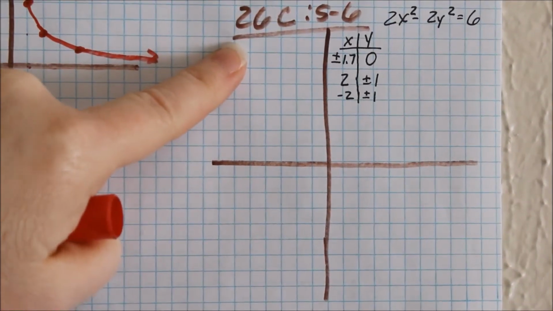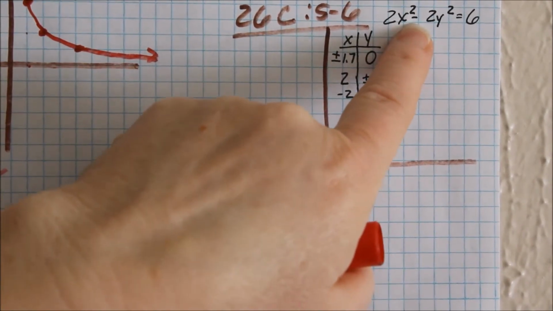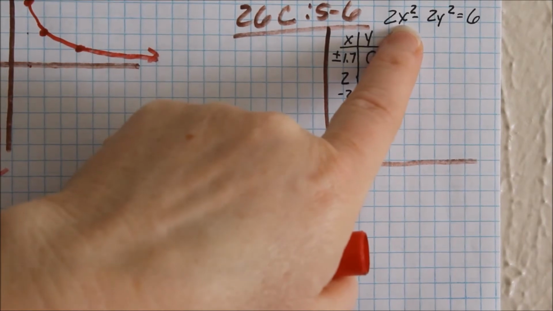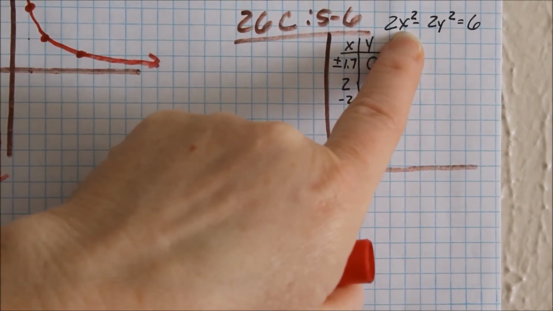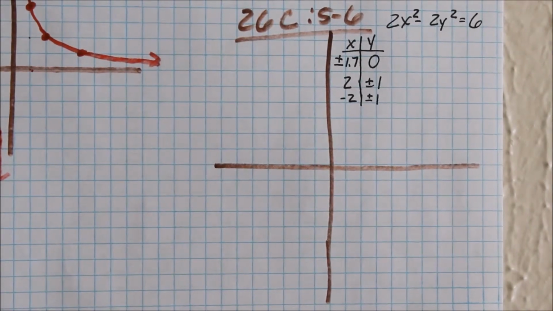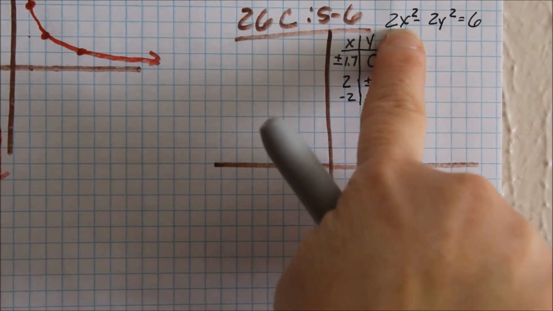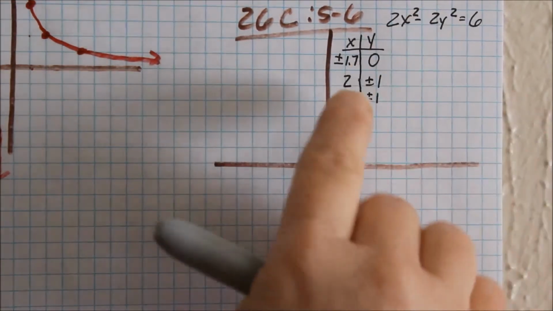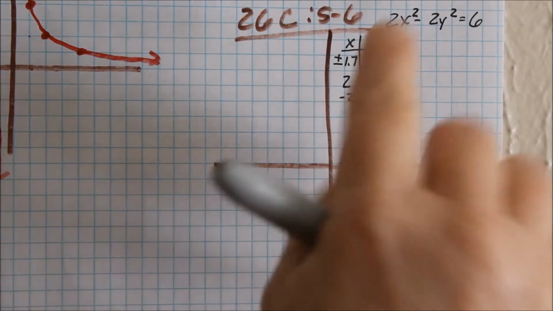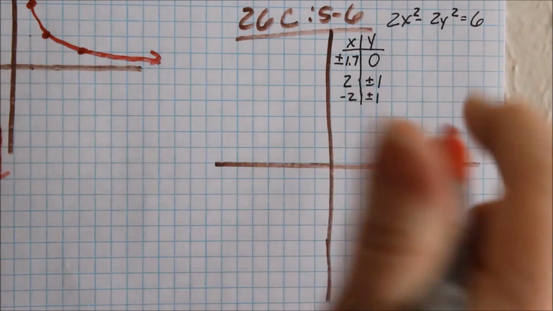Okay, now we're graphing 26C, 5 and 6. Our equation was this: 2x squared minus 2y squared equals 6. When your x squared term is first, that tells you that it's going to be a C and a backward C. And you had to determine where you are crossing on the x-axis. The x squared term is first, so you're going to cross on the x-axis. So that's when y equals 0. So we found that we're going to cross the x-axis at a positive 1.7 and a negative 1.7.